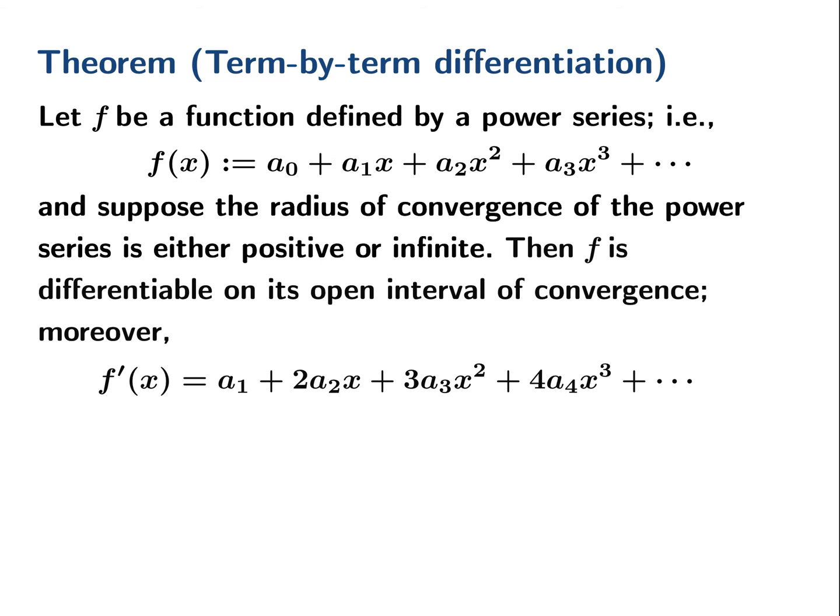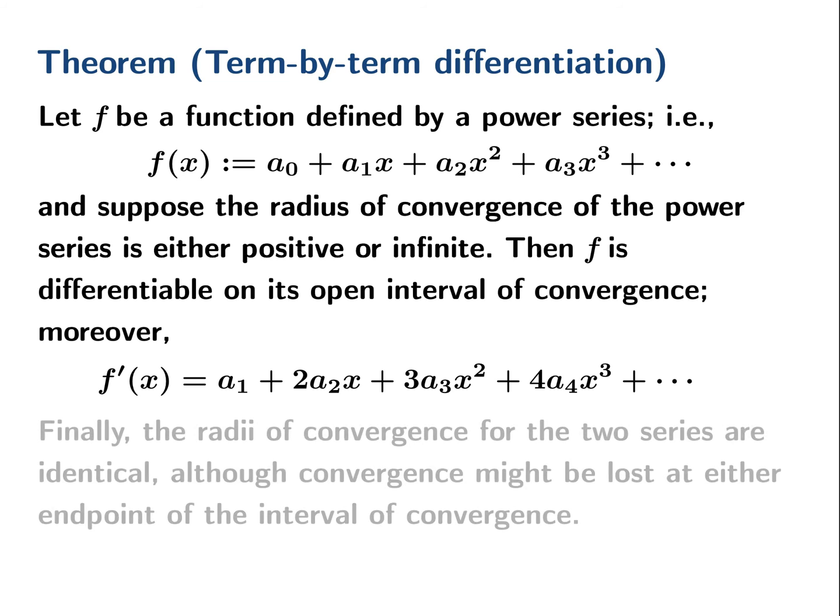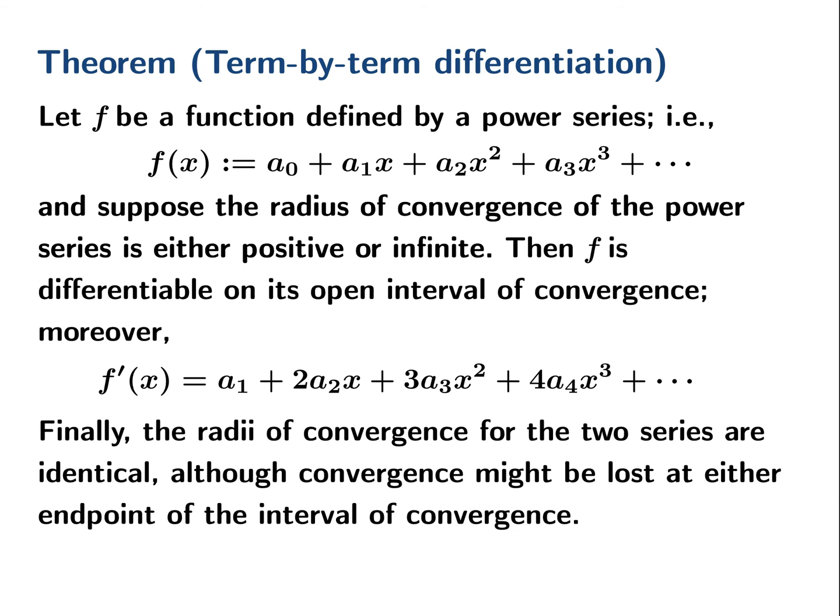The spirit of it, though, is because the series converges absolutely on the open interval of convergence, that absolute convergence is what saves the day. So f prime of x is given by this power series. And then finally, the radii of convergence for the two series are identical, although convergence might be lost at either endpoint of the interval. So let's look at an example.